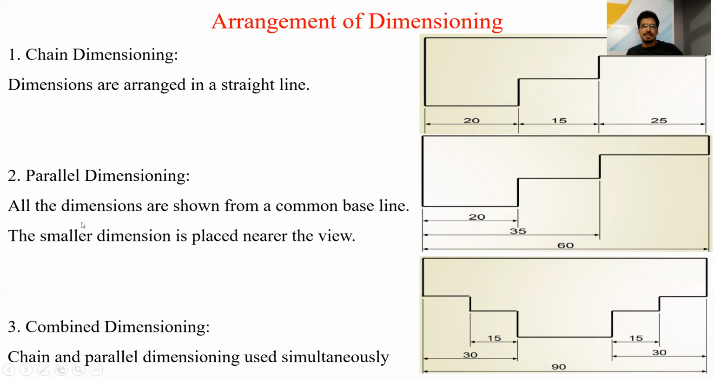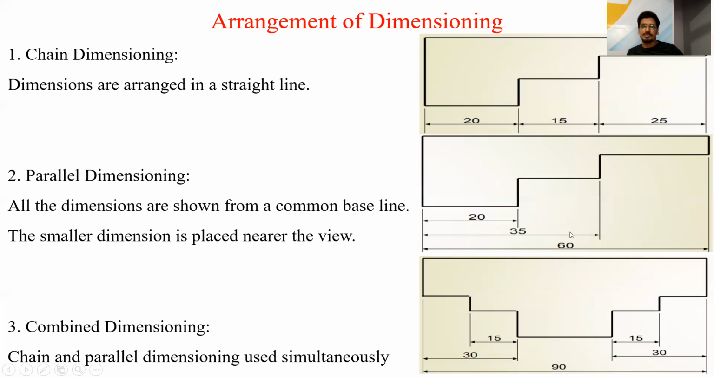Next is parallel dimensioning. All dimensions are shown from a common baseline. The smaller dimension is placed near the view. For example, this is a figure and this is the baseline. So we have to start from here. So this is the first dimension of this object line. Next, we have to write the next dimension starting from here to the next endpoint of the dimension. That is from this point to this point, next this point to this point.